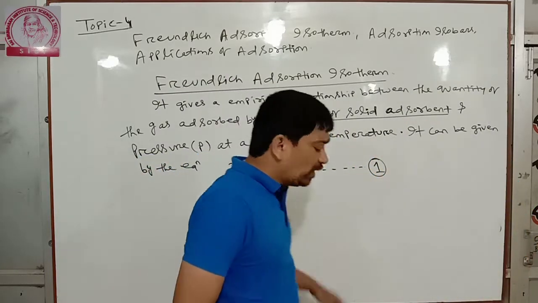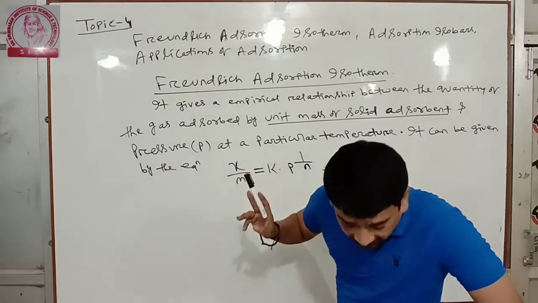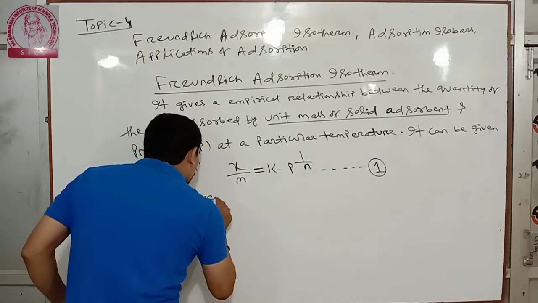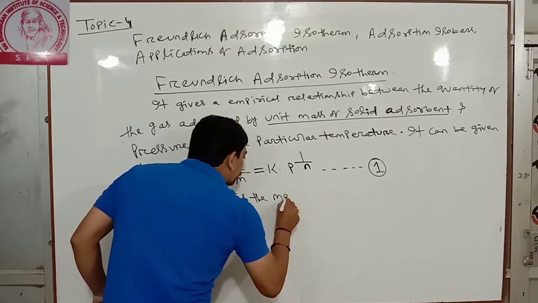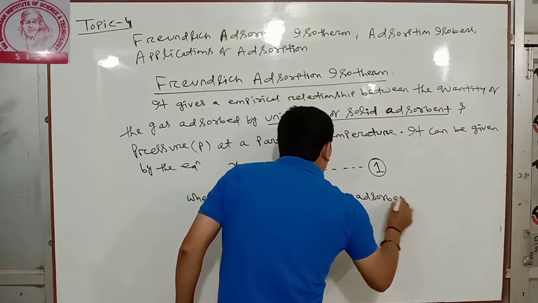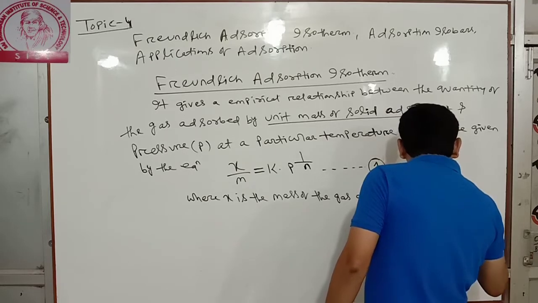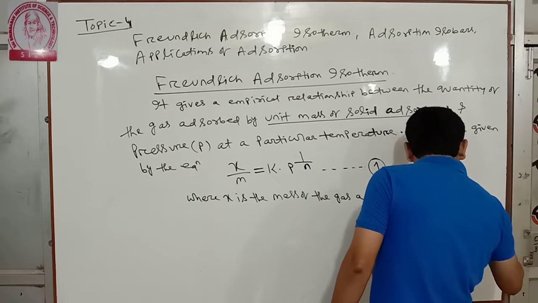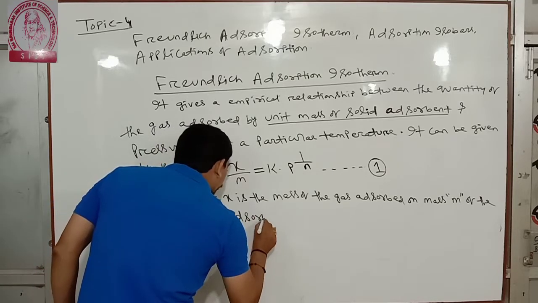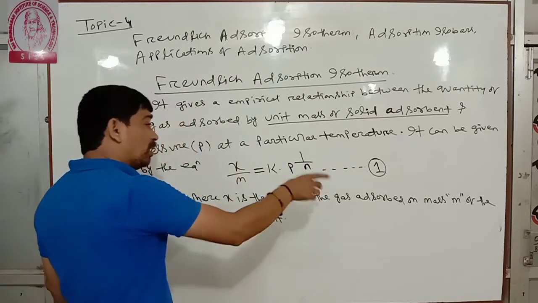So what is x? What is m? What is k? X is the mass of the gas adsorbed on mass m of the solid adsorbent. This is a very important thing.